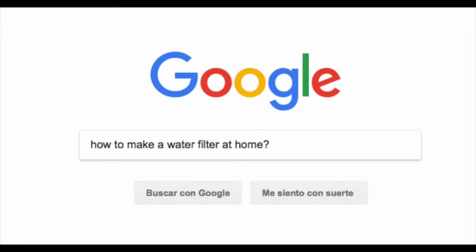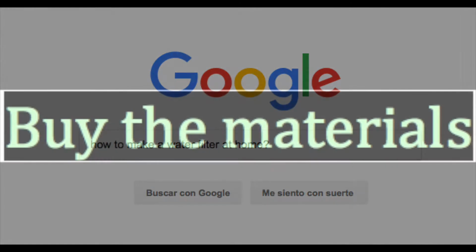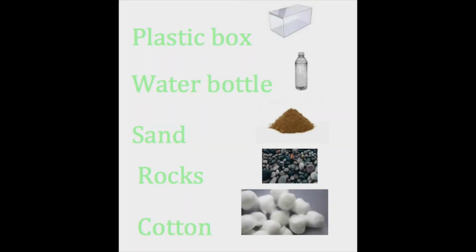For making the water filter, I needed to search for different methods or types of homemade water filter. Then I bought the materials for making the filter, and I used these materials: one plastic box, a water bottle, sand, rocks, cotton, and a plastic tap.